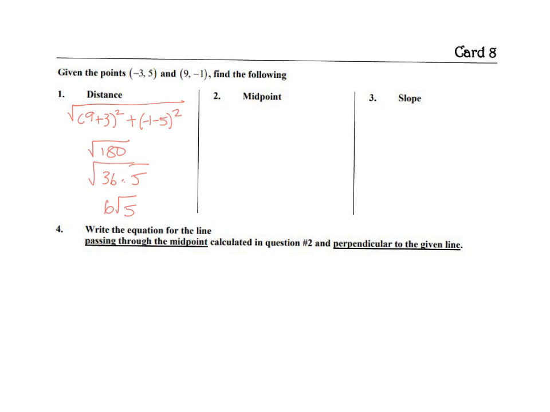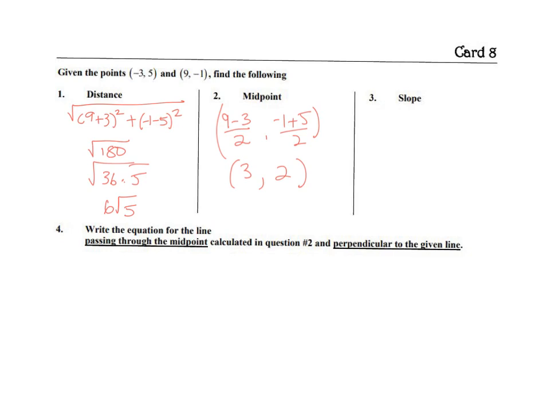Next, we're looking for the midpoint. If we look at the average of the x values, we're going to look at 9 plus -3 and divide that by 2, so that's going to give us a 3. And then for the y values, 5 plus -1 gives us 4, divided by 2, which is a 2. And so we've got our distance and we've got our midpoint.